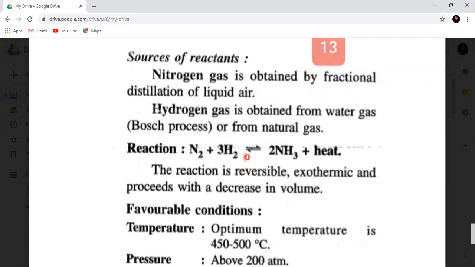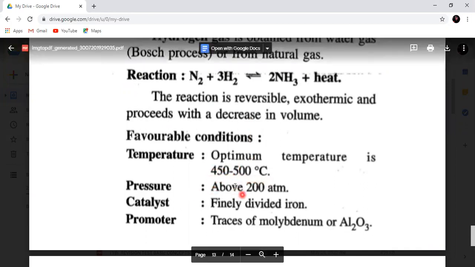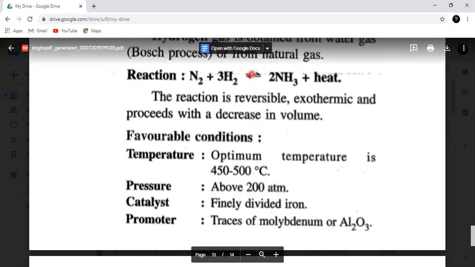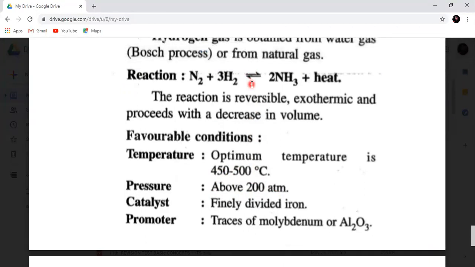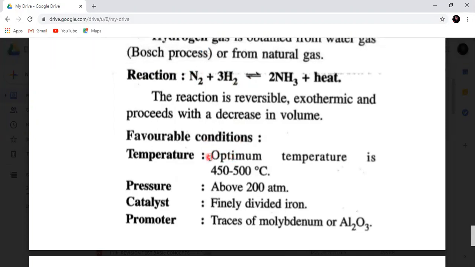Here one thing is very important, that is the temperature maintenance and your pressure maintenance. Temperature should be 450 to 500 degrees Celsius, and pressure is above 200 atmosphere. Here the catalyst being used is finely divided iron, and the promoter is molybdenum or alumina, Al2O3. Now these are all the reactants and the conditions which are essential for the Haber process.